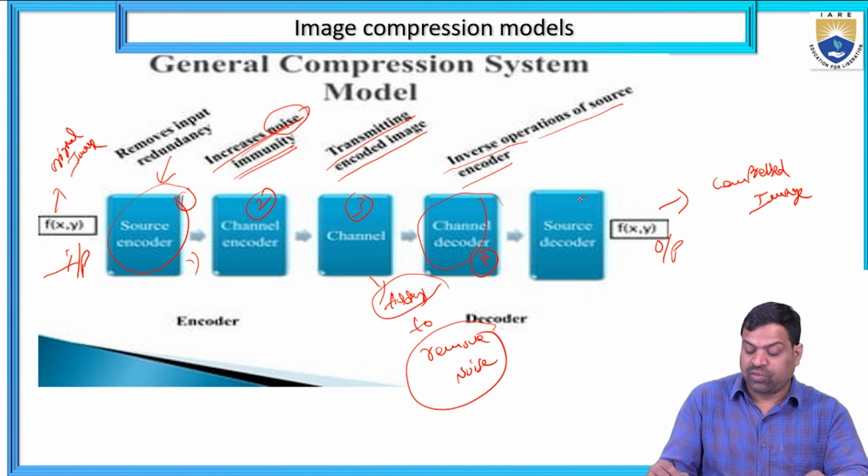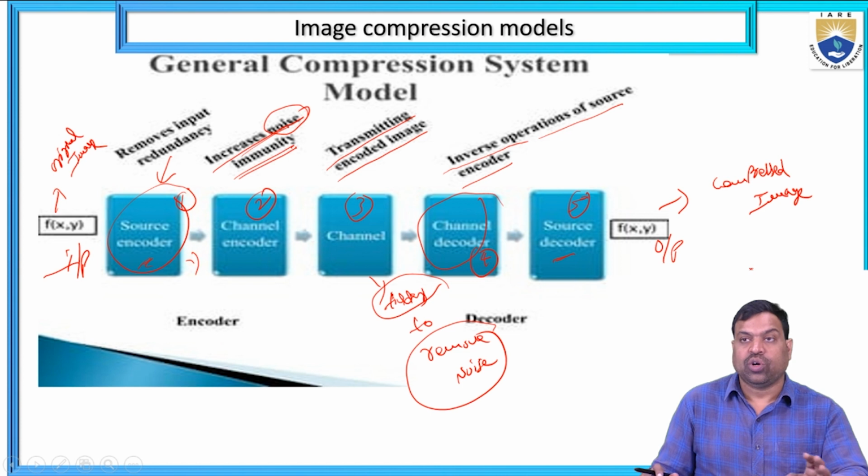And finally, the fifth stage is the source decoder. Source encoder and source decoder. And finally, we get a compressed image. So from input to output, nothing will happen. What this means is image compression is there without noise.